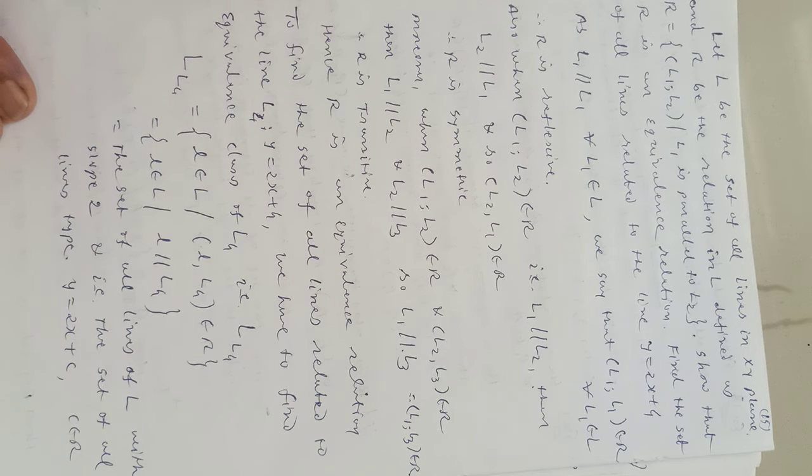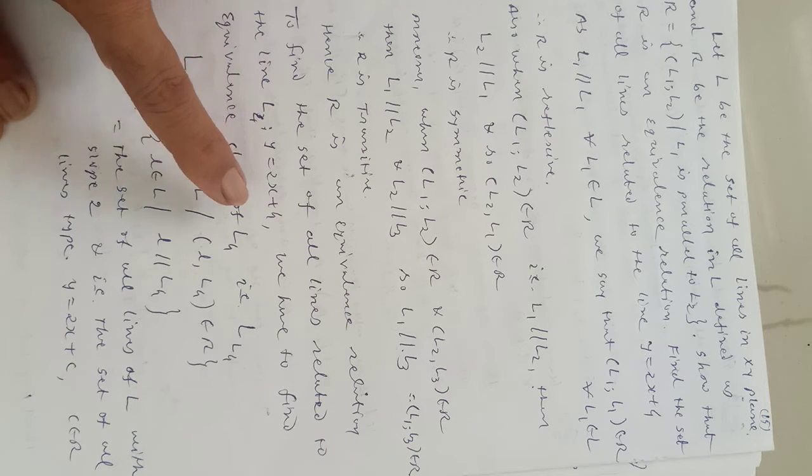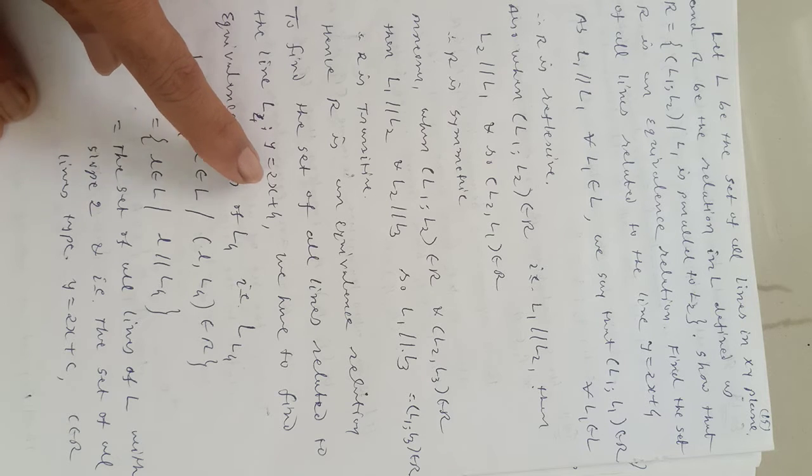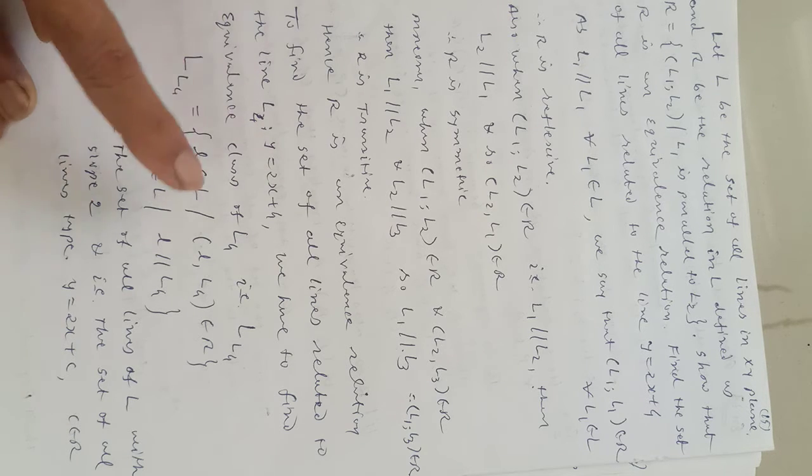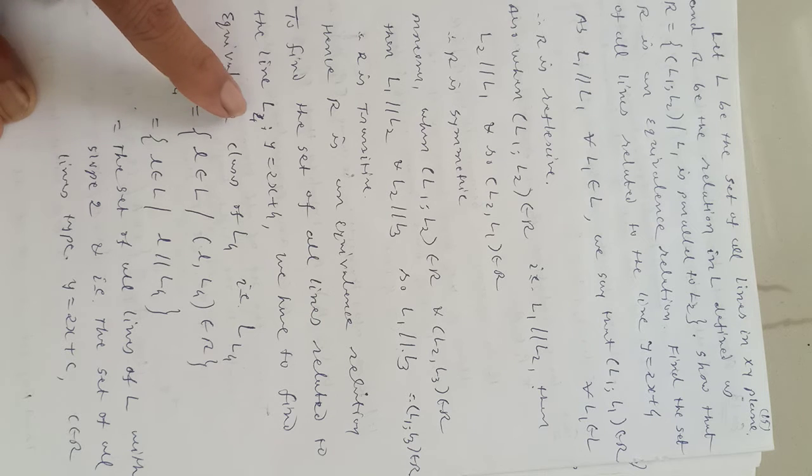Now our question is what? The second question is to find the set of all lines related to the line y equals 2x plus 4. For our convenience, we give this line the name L4. Look, I call it L4. So what do we have to find? Definitely we have to find the equivalence class of L4. Very simple.